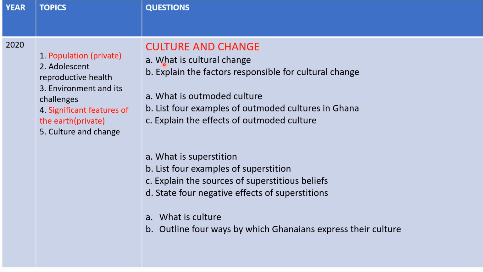These are the questions. What is cultural change? Explain the factors responsible for cultural change. What is outmoded culture? List 4 examples of outmoded cultures in Ghana. Explain the effect of outmoded culture. What is superstition? List 4 examples of superstition. Explain the sources of superstitious beliefs. State 4 negative effects of superstitions. What is culture? Outline 4 ways by which Ghanaians express their culture. So these are also questions under culture.